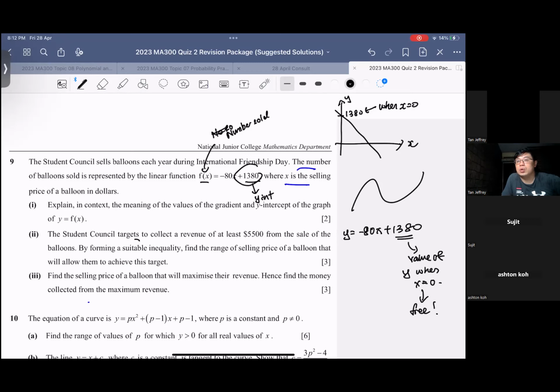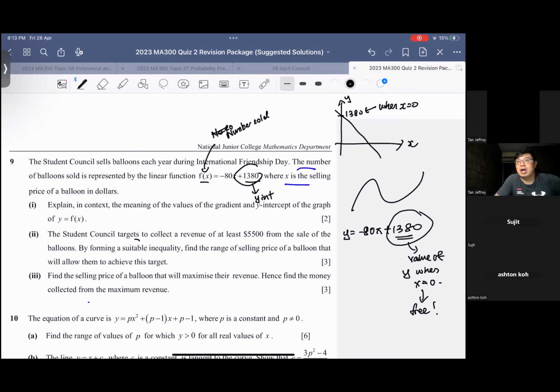When x equals 0, what does y become? Y will become 1380. It means that if my x is 0, I'm going to give away or sell away 1380 balloons. It can also mean that I have prepared 1380 balloons to start with. That's what the student council prepared. Is that okay, Suji? Yes.